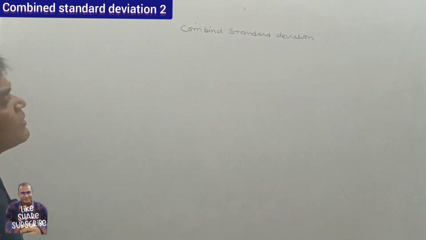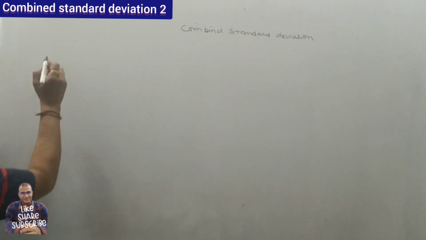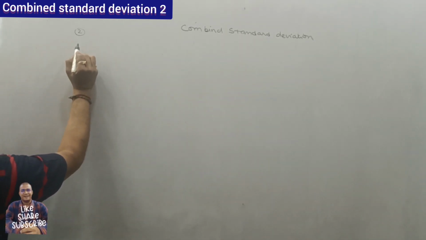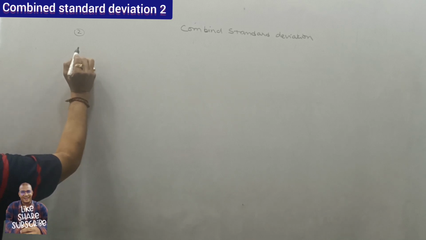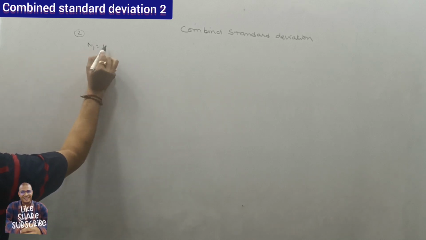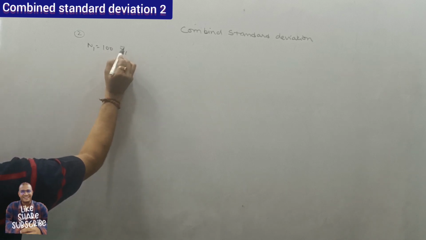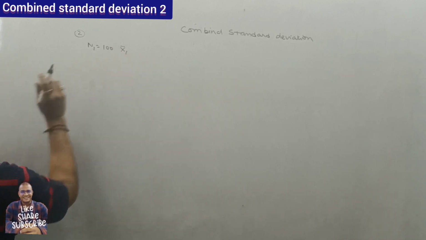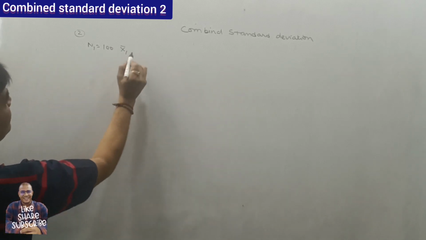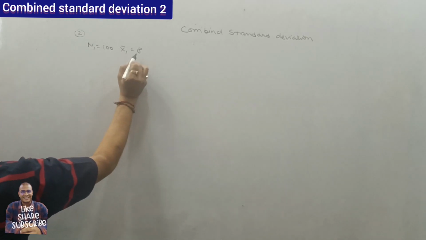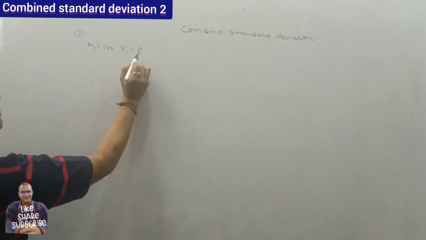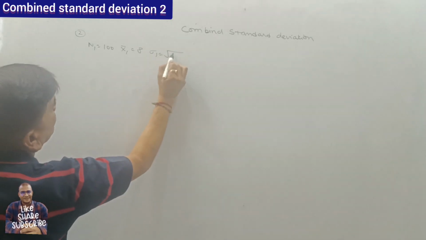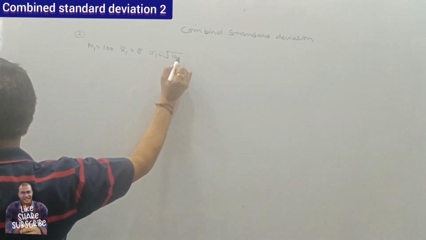I have another question from the combined standard deviation. For one group containing 100 items, the arithmetic mean is 8 and the standard deviation is under root 10.5.